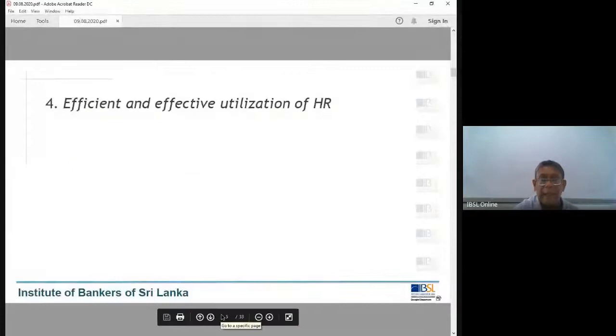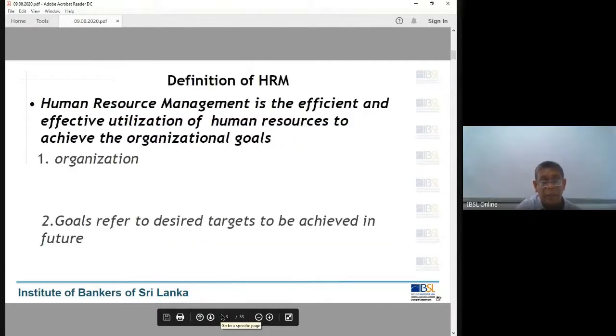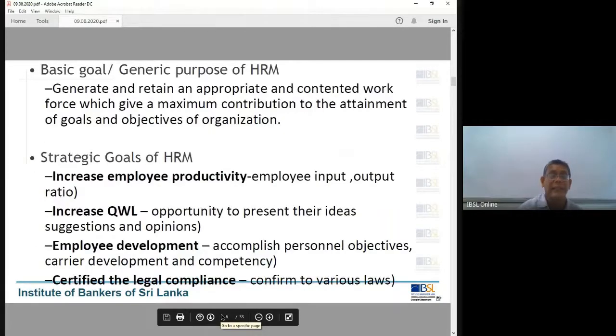Then we are moving to the next point, basic goals. Okay, understood? That is what the definition is talking about. I hope you understood the definition. What is the definition? Human resource management is the efficient and effective utilization of human resources to achieve the organizational goal. Now let's look at it. What is the basic goal or generic purpose of human resource management?